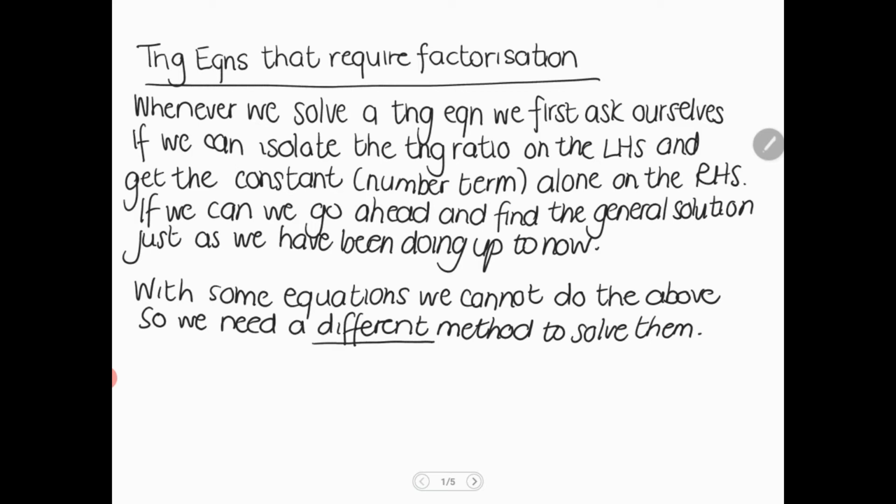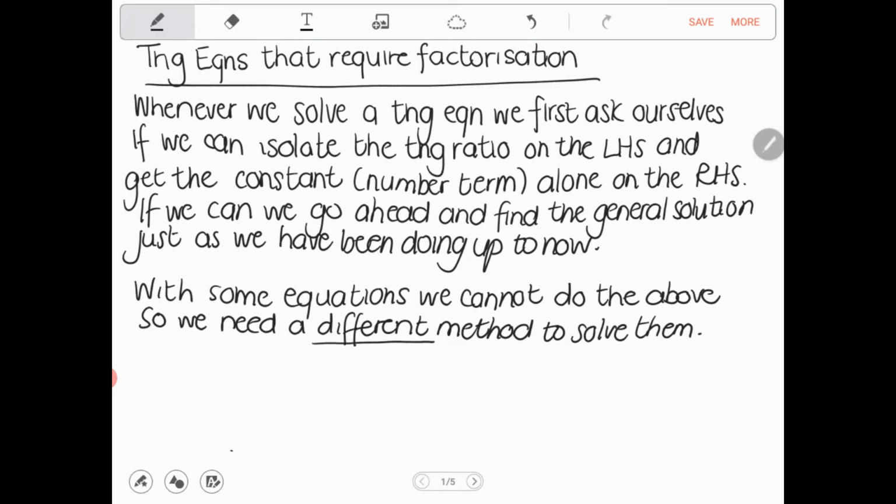But that is not always the case with trig equations, and we're going to look at some equations where we cannot get the trig function alone on the left-hand side. And we're going to have to find a new method to solve them. Okay, we're going to have to just quickly think of our factorization.